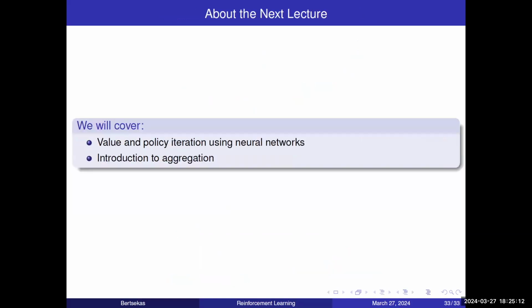So that's all the content for this course. And in the next lecture, we're going to cover value and policy iteration using neural networks and introduce the aggregation method.